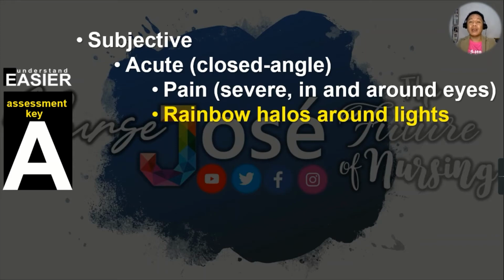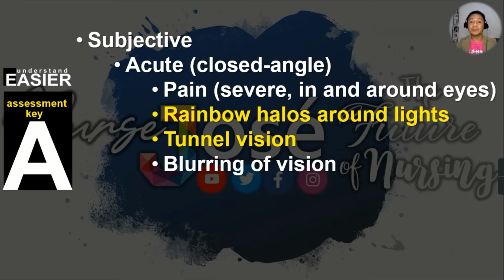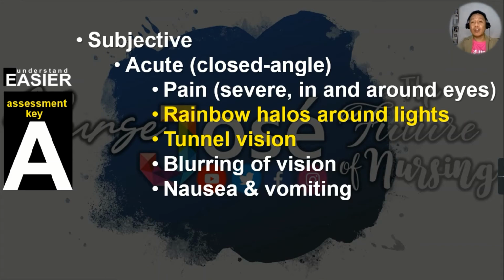Next is the presence of rainbow halos around lights. This is highlighted with yellow because this is also very common in the questions of the board examinations. There will be colored halos around lights. And another one is the presence of tunnel vision. When you say tunnel vision, it means that there is already a very small field of vision. The tunnel vision is a manifestation that the central vision is intact, but the peripheral vision is already damaged. The patient also will manifest blurring of vision, and of course the patient will have nausea and vomiting. This nausea and vomiting is brought about by an occipital headache, and that occipital headache is the reason why this patient will have this feeling of nausea and vomiting.